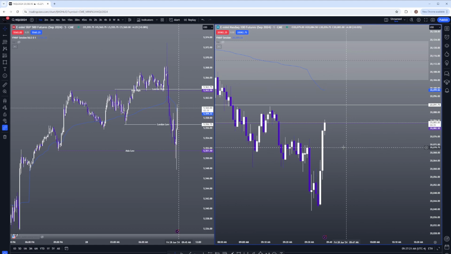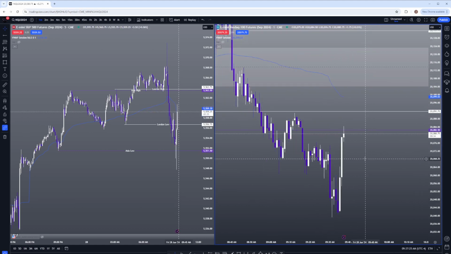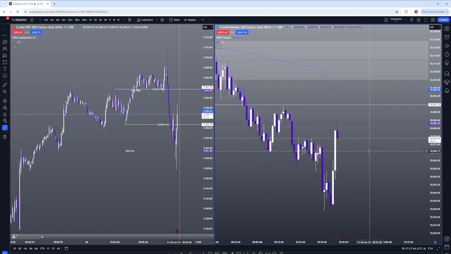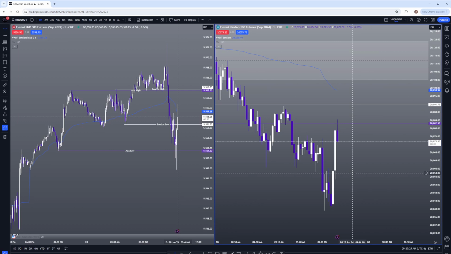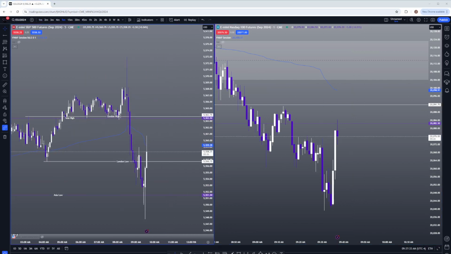So we just broke structure to the upside. Accumulation, manipulation. We're seeing a distribution leg here. So let's see if we get that continuation up right now after seeing a strong pushback. Again, I'll be wanting to wait for that opening range candle, that first 15-minute candle to form, which I typically do.